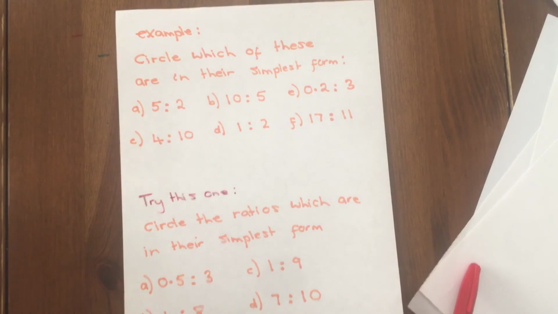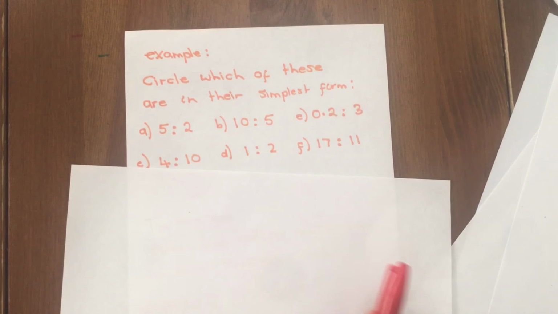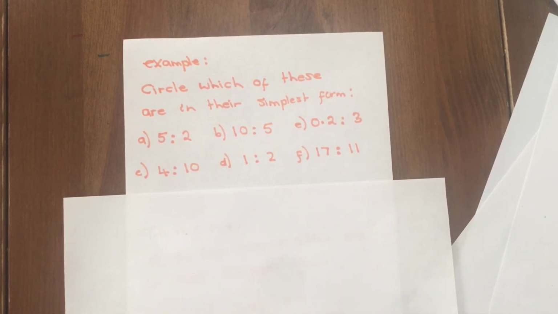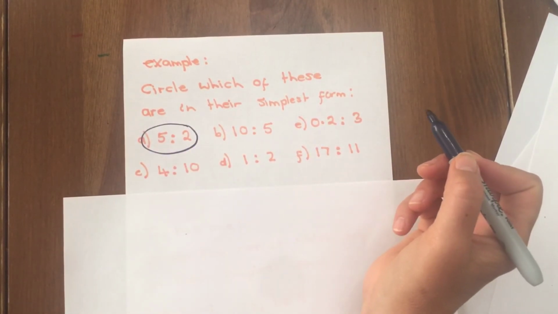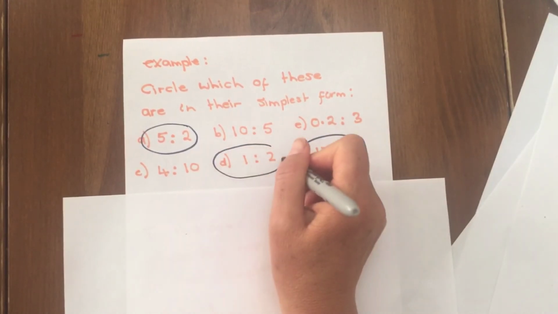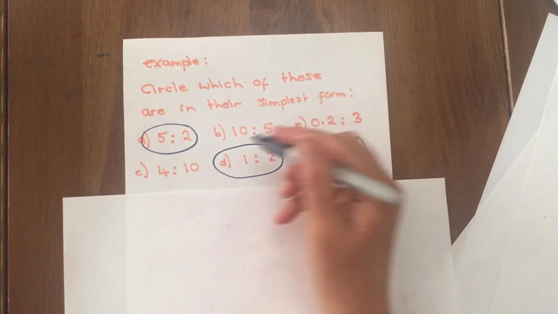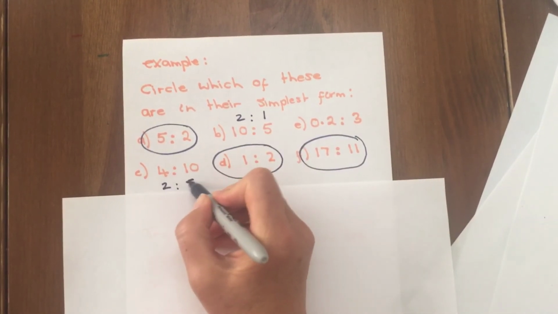Last thing, okay. I want you to circle, think to yourselves, which of these are in the simplest form? Okay, which ratios are in the simplest form? So I'll go through this one with you. Yes, this is simplest. Yes, and yes. Decimals are not ever in its simplest form. So this one I can simplify, and this one I can simplify.